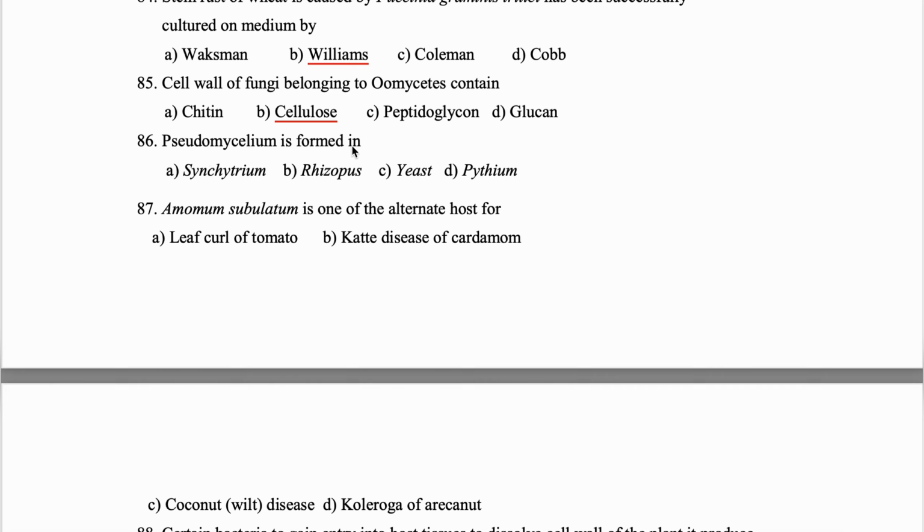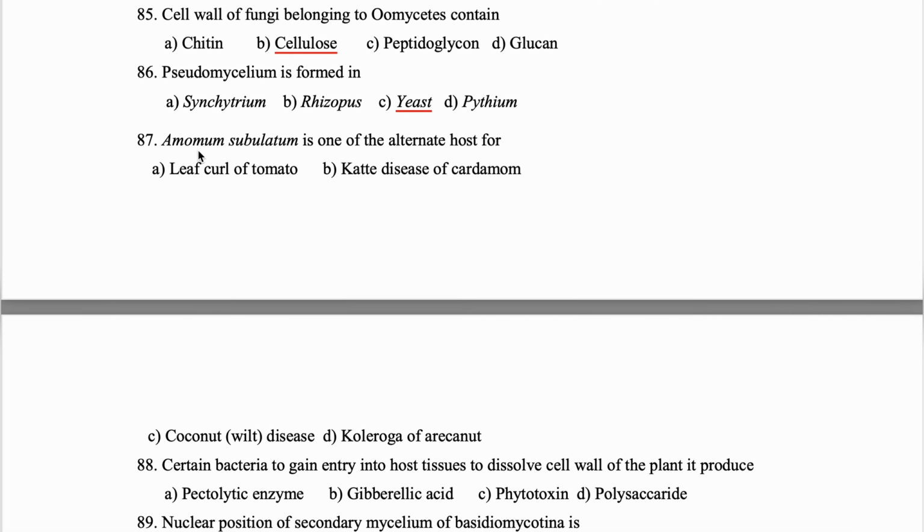Pseudomycelium is formed in yeast. Next, Ammonium sibuletum is one of the alternate hosts for Cutte disease of cardamom. If you know these, Ammonium sibuletum is actually the scientific name for large or black cardamom. Okay, so this is used as an alternate host for Cutte disease.